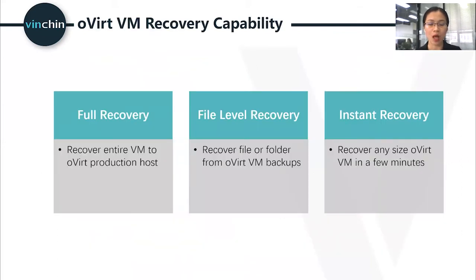In addition to backup, we also enhanced our recovery capabilities for oVirt VMs. As most backup vendors do, we can do full VM recovery to recover an entire VM to the oVirt production host. Besides, to meet some customers' requests, we developed file-level recovery to recover only a file or folder from oVirt VM backups. To achieve minute-level disaster recovery, we also developed instant recovery technology to recover any size oVirt VM in a few minutes. In the next part, I will introduce how file-level recovery and instant recovery work in the oVirt environment.